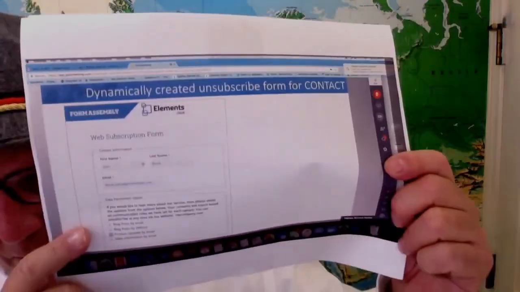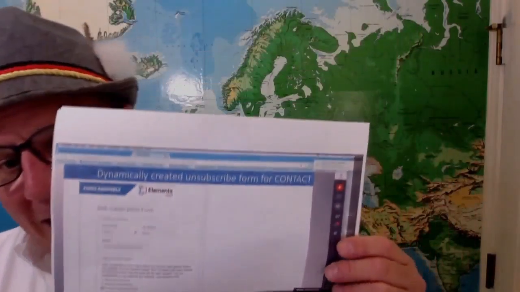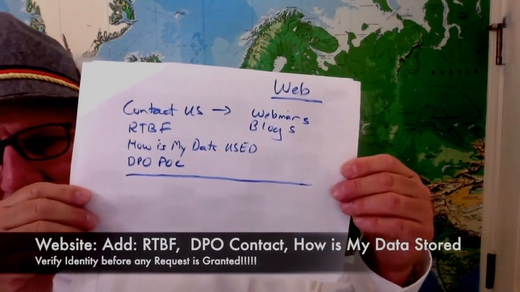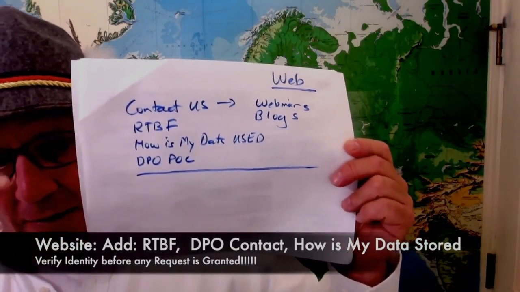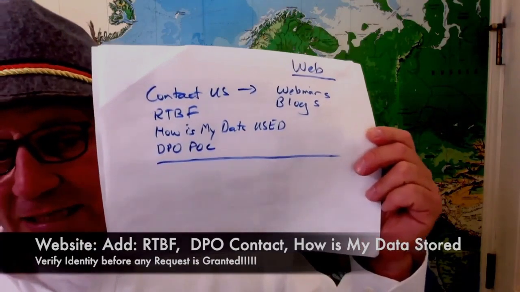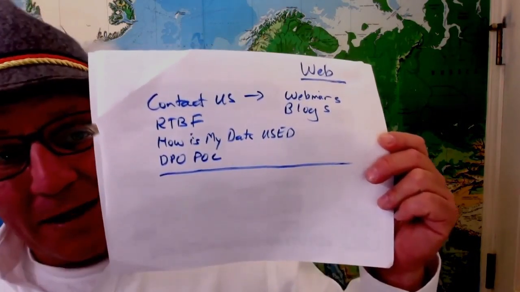Notice down here, the additional blog post, SMS, you need those, the consent. You need to ask for a lot more stuff. Ask for it, contact us. Your web form, your website should have RTB, right to be forgotten. How is my data used? Who's the DPO point of contact, with webinars and the like?